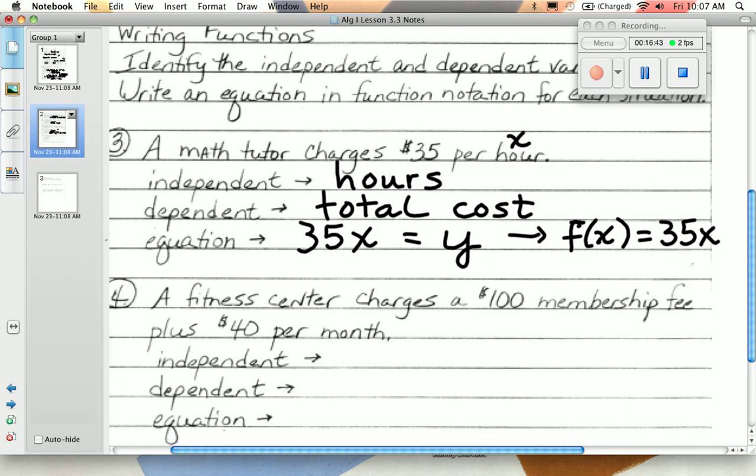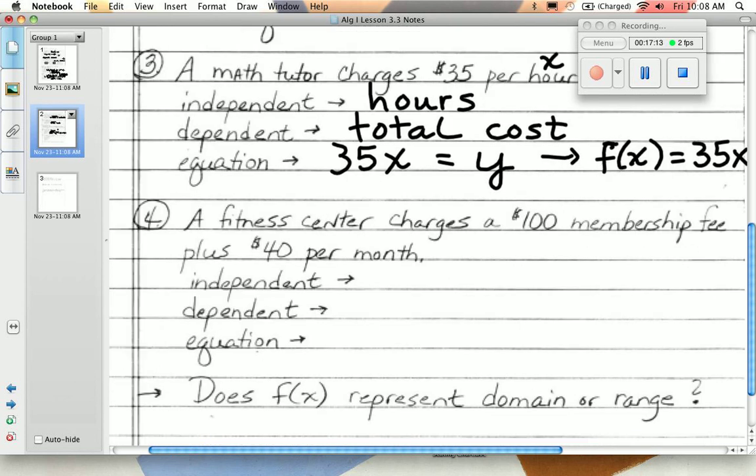So if you have the math tutor for 1 hour, it's going to cost $35. In other words, f of 1 hour would be 35 times 1, $35. What if it's for 3 hours? F of 3, 35 times 3, 105. $105.